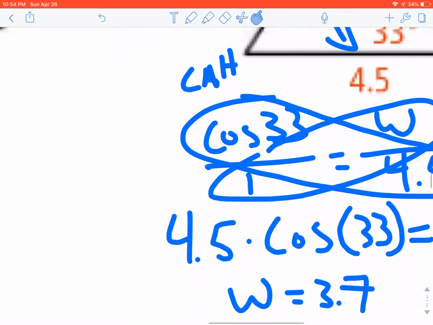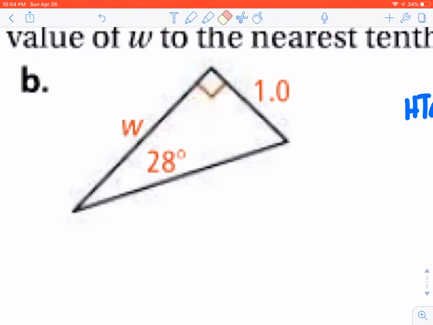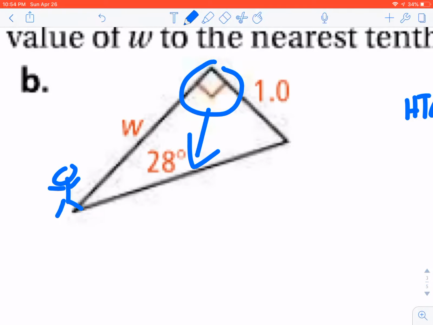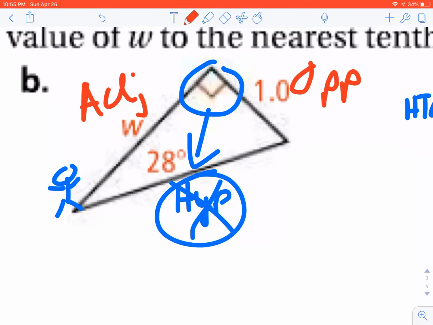Okay? Final one is example B. This one's a little bit tricky, a little bit different, but the process is all the same nonetheless. Stand at the angle you're given. You never stand at the right angle. I'm going to label my hypotenuse. Here is my right angle. Okay? Opposite of that is my hypotenuse. That is not labeled at all. I don't care about it. So I'm going to cross it out, but I'm going to keep it labeled. W is the adjacent side. The 1.0 is the opposite side.